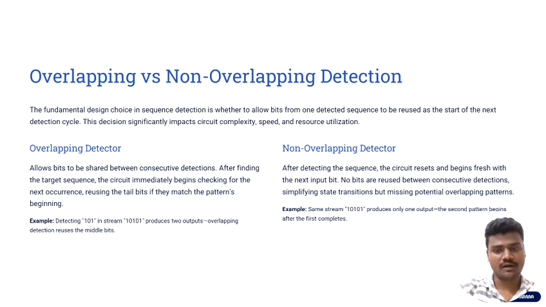Non-overlapping detector. After detecting the sequence, the circuit resets and begins fresh with the next input bit. No bits are reused between consecutive detections, simplifying state transitions but missing potential overlapping patterns. Example: the same stream 10101 produces only one output. The second pattern is missed after the first completes.